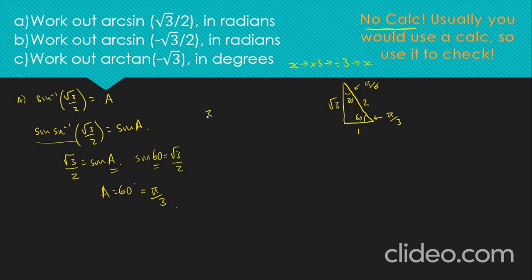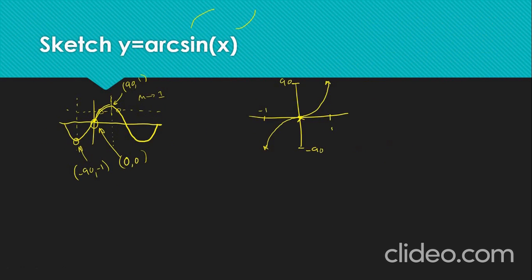We've got question B. Question B is very similar, but not identical. Okay, it's got this, and this is really, really critical. Let's take a look back at the arc sine graph. Now, the arc sine graph is only defined from negative 90 to 90, okay? We can only use negative 90 up to 90 if we're going to be using arc sine.